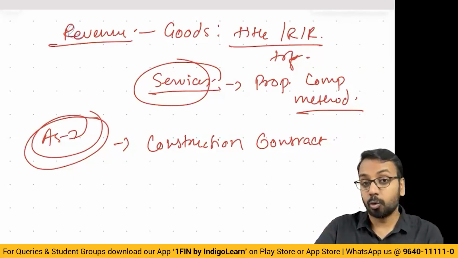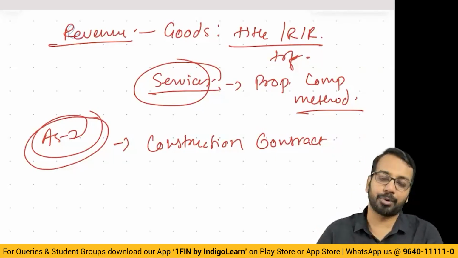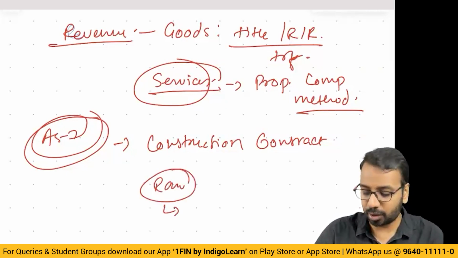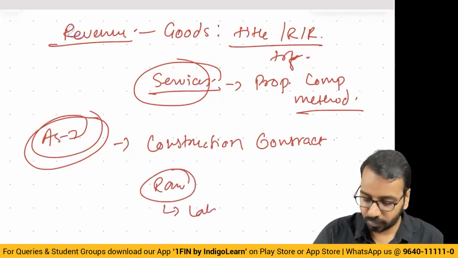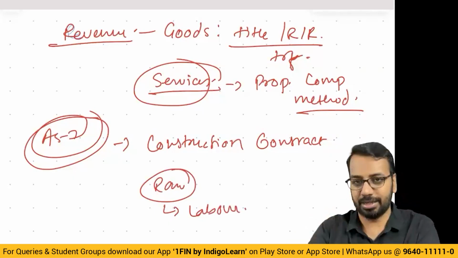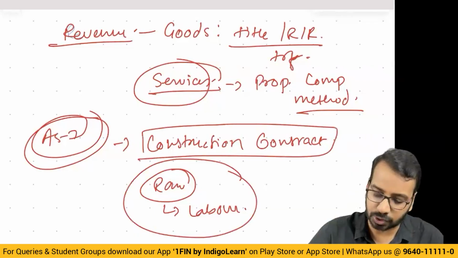But who is procuring the goods? Who is procuring the raw material? I am procuring the raw material. So I will procure the raw material. I will procure the labor related activities, and I will construct a building and I will sell it to you. Okay, so that is what is called as a construction contract.